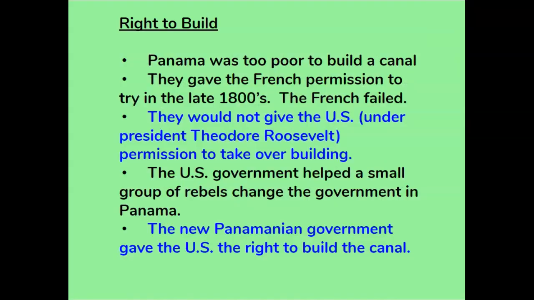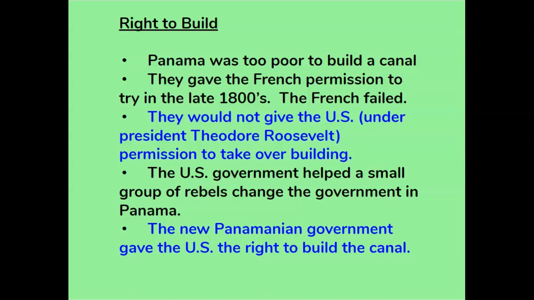Panama was too poor to build the canal themselves, so they first gave permission to the French. The French failed. They were devastated by the loss of life due to yellow fever and the mudslides that caved in. They just couldn't get control of the mud. They couldn't make a straight, flat canal across.